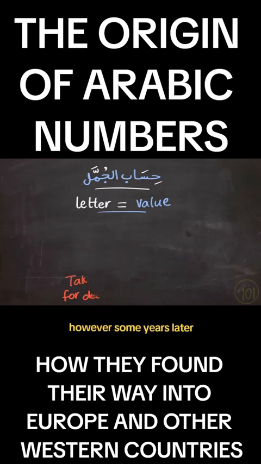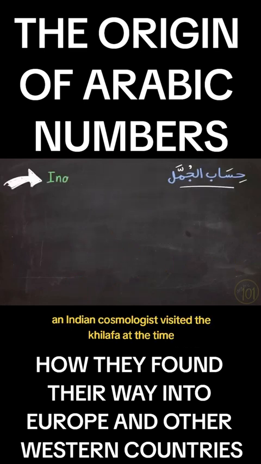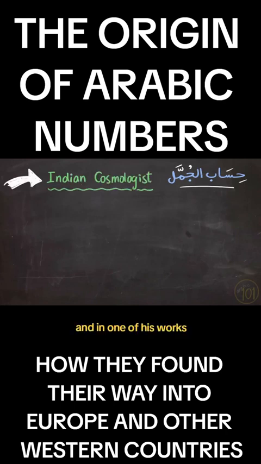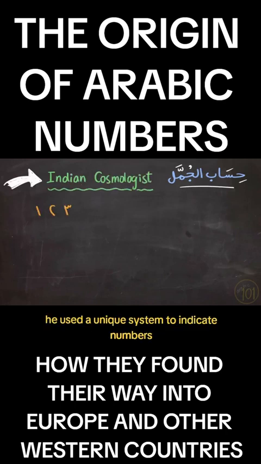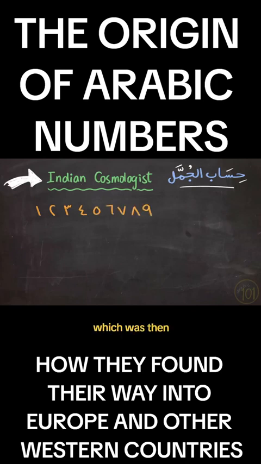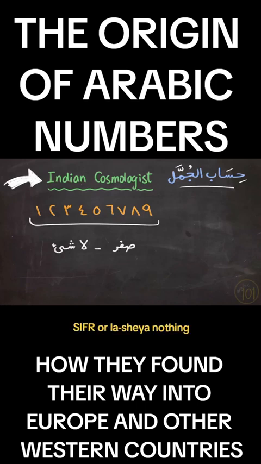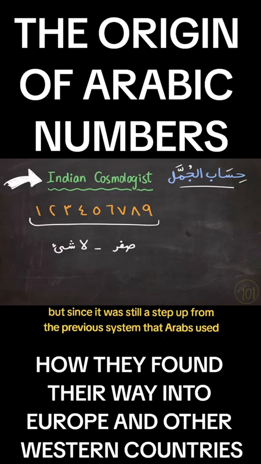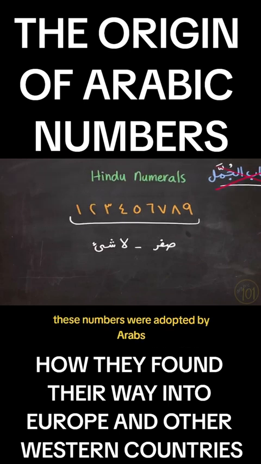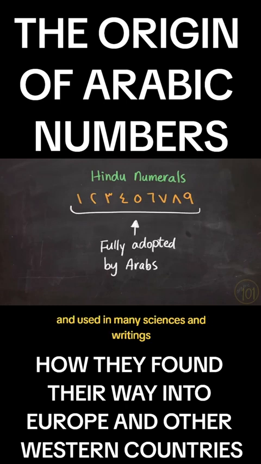However, some years later, an Indian cosmologist visited the Khilafah at the time, and in one of his works, he used a unique system to indicate numbers, which was then the Hindu numerals. At that time, it only had 9 symbols for the numbers from 1 to 9, and the 0 was still written using the actual word, Sifr, or La Shay, nothing, so there was no symbol for it yet. But since it was still a step up from the previous system that Arabs used, these numbers were adopted by Arabs and used in many sciences and writings.